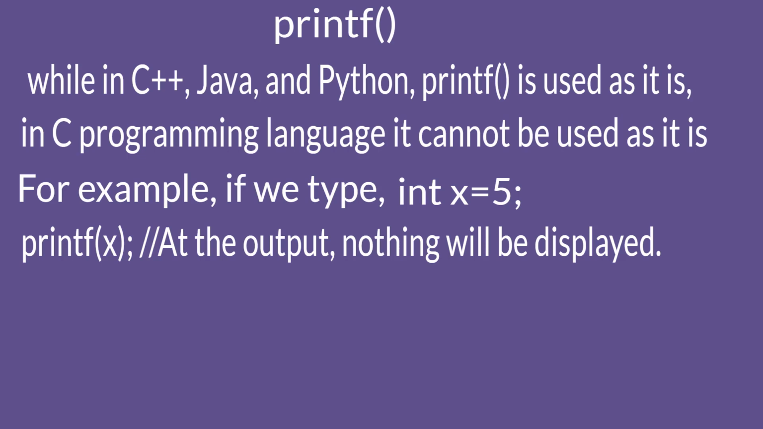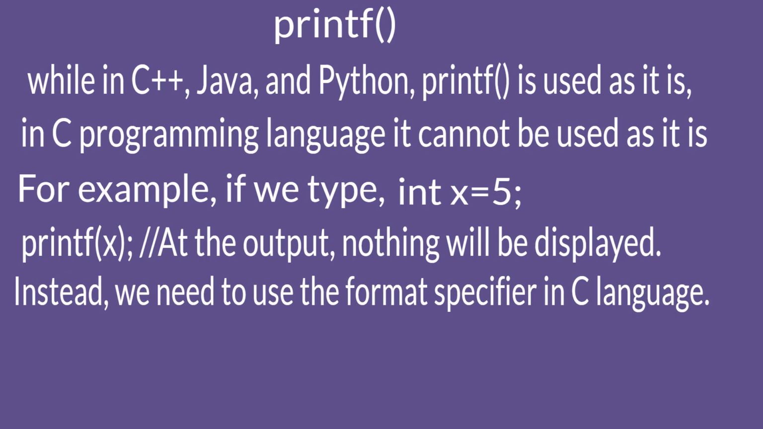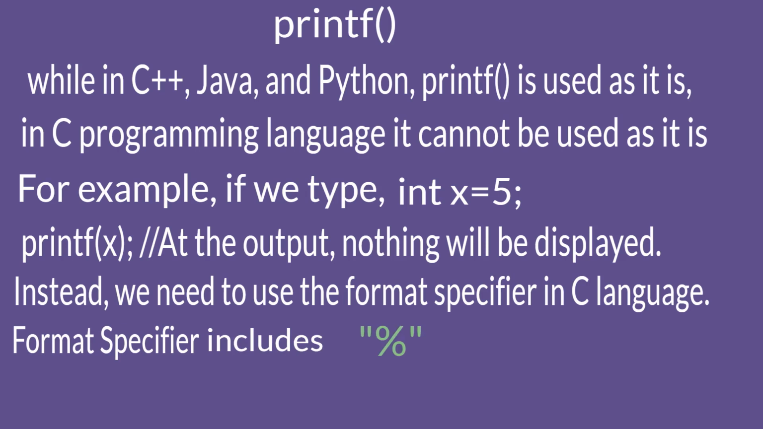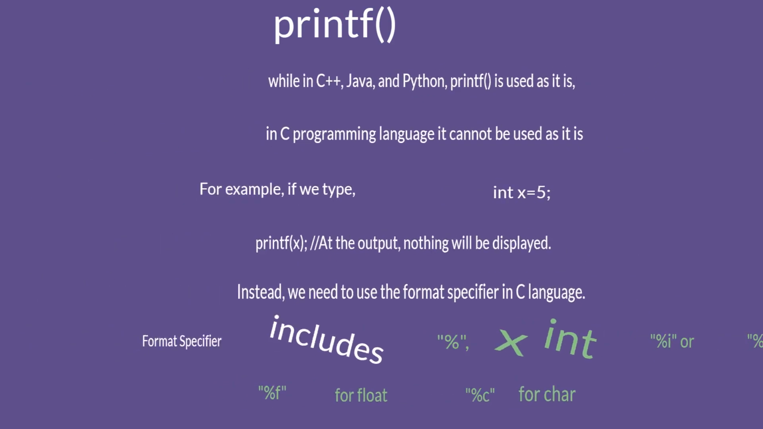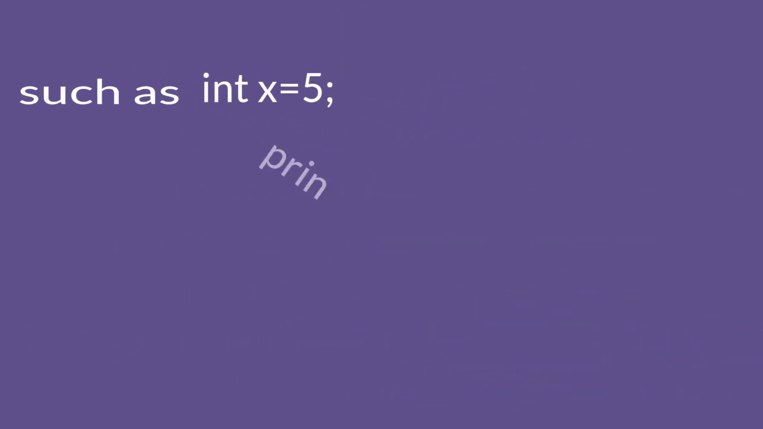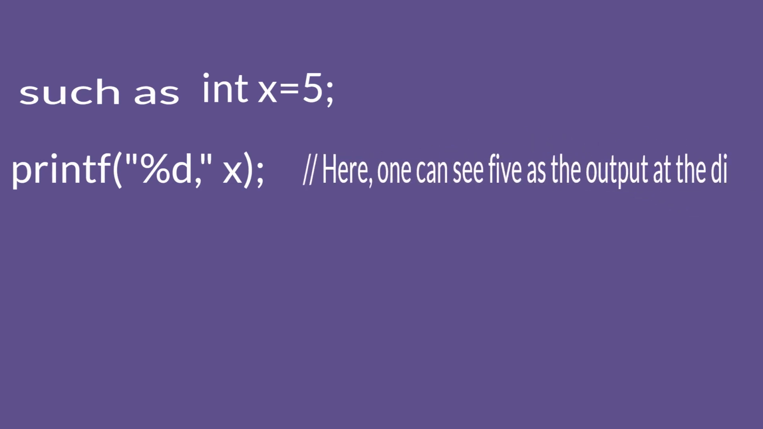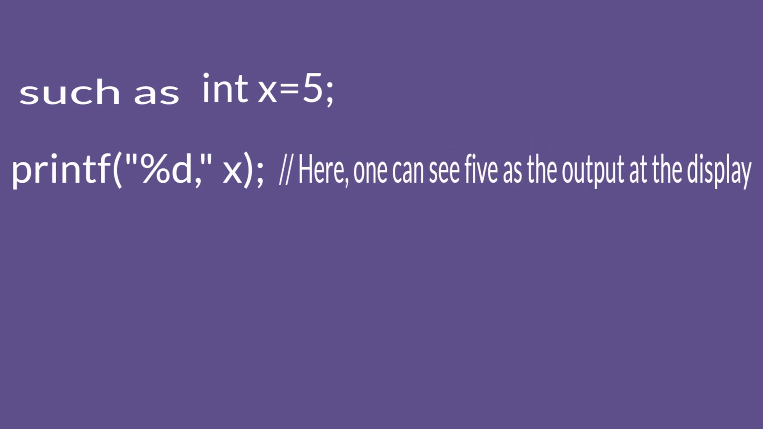Instead, along with the printf function, one must use the format specifier in C language. A format specifier includes a percentage sign that is embedded inside the double quotes and a comma suffixed with a character. For the int variable, we use %i or %d within the double quotes in the printf function to display the value in the output. Similarly, we use %f for float and %c for char. Such as int x equals 5. Printf %d, x. Here, one can see 5 as the output at the display.